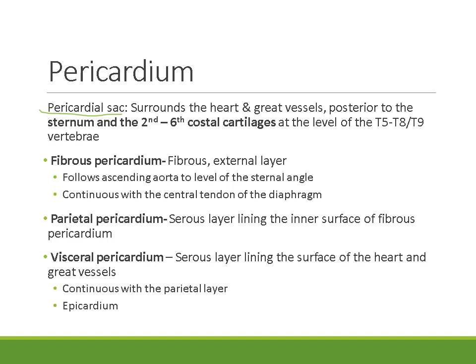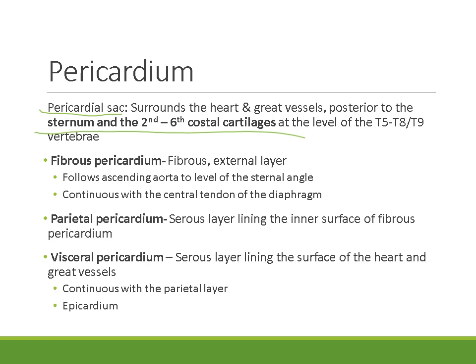The pericardial sac sits posterior to the sternum and from about the level of the second to the fifth or sixth costal cartilages, and then in front of the T5 through T8 or 9 vertebra. More concerned with the fact that the pericardial sac and heart sit behind the sternum and the second through fifth or sixth costal cartilages.